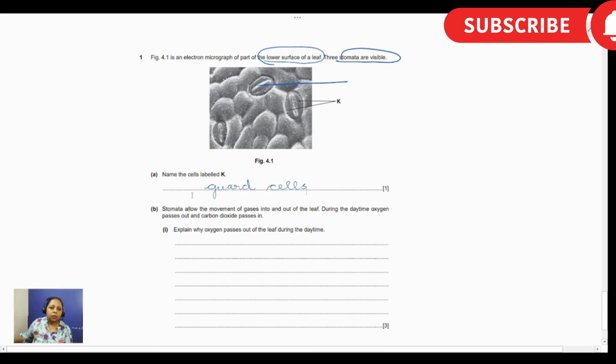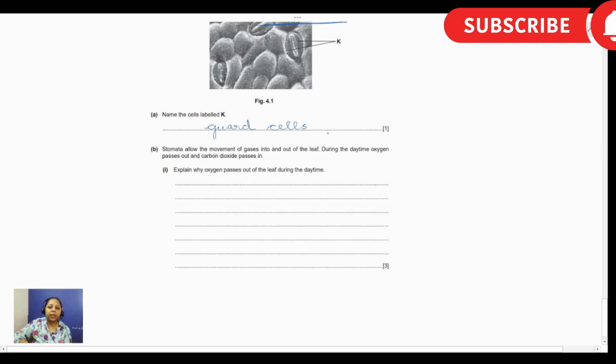Okay. Next question: stomata allow the movement of gases in and out of the cell. We have done this through a movement called diffusion. During daytime, yes, gases diffuse basically. During the daytime, oxygen passes out and carbon dioxide passes in. Okay, so what is the equation? The equation is that carbon dioxide produces glucose. Learn this equation, please.